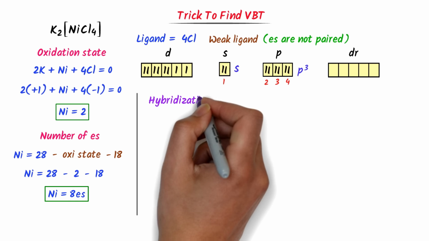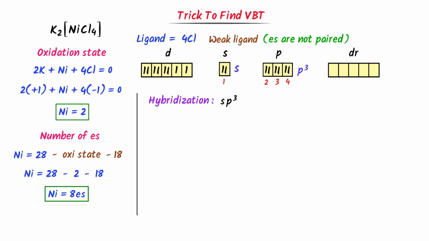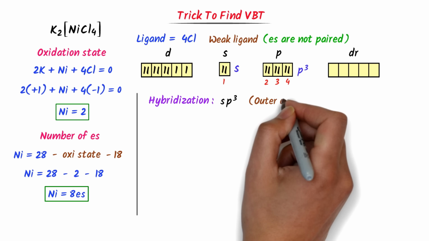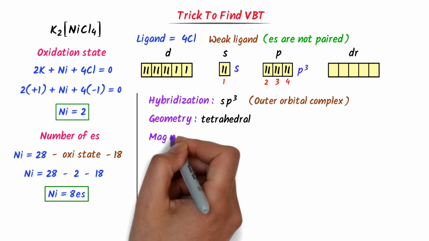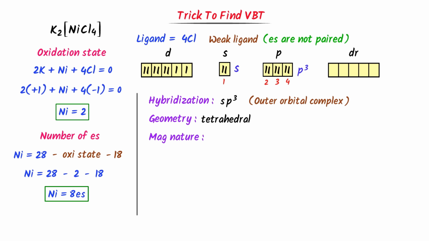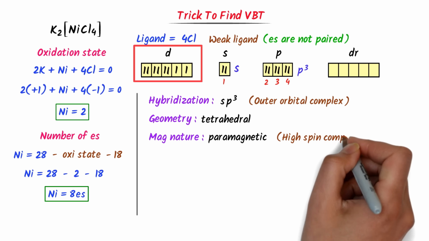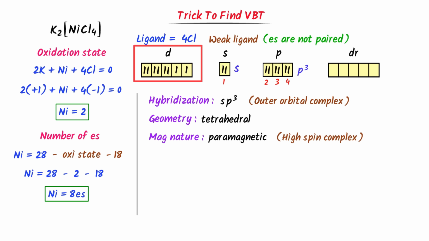Now what about hybridization? Well, it is sp3 hybridization and this compound is an outer orbital complex because hybridization occurs in outer orbitals. Secondly, the geometry of this compound is tetrahedral. What about magnetic nature? To find its magnetic nature, we look at the metal orbital. The electrons in the metal orbital are unpaired, so it has paramagnetic nature. Remember that if electrons are unpaired, the compound is a high spin complex. If electrons are paired, the compound is a low spin complex.